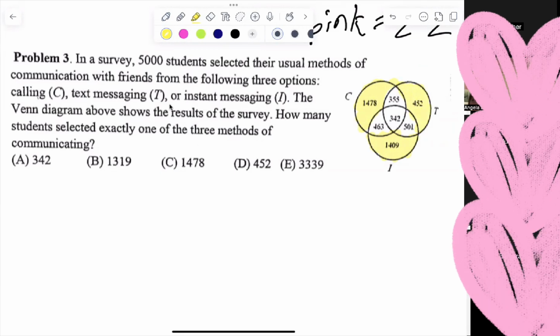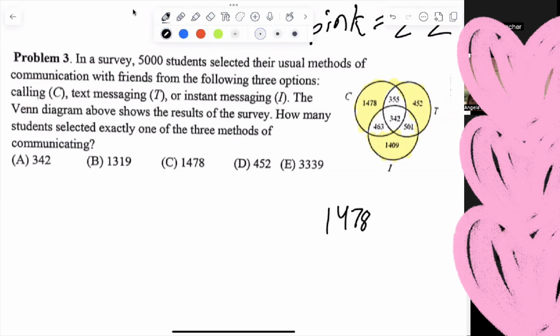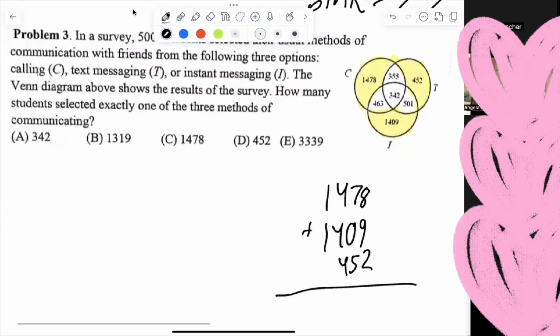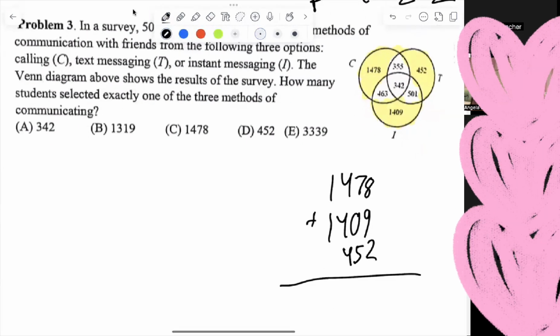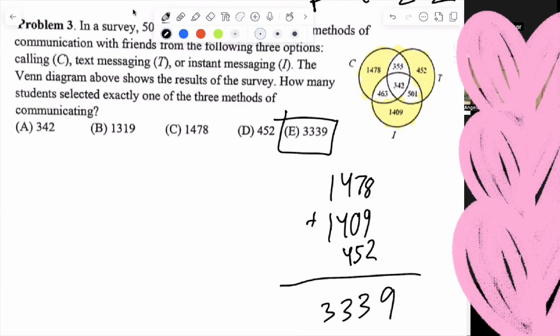Right? We want to find the people that are in those three areas, right? We can just add them up. Shouldn't be a big deal. We have 1478, 1409, and 452. We can add all of these up to get 3,339. So the answer to this question is just 3,339. Right?